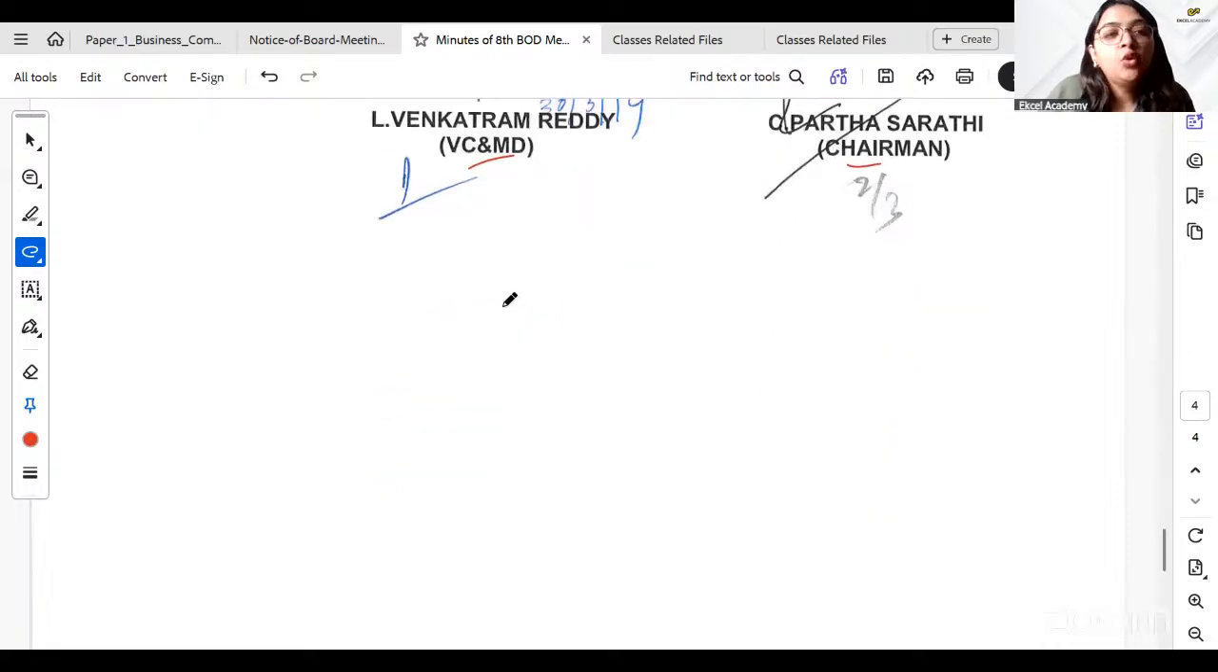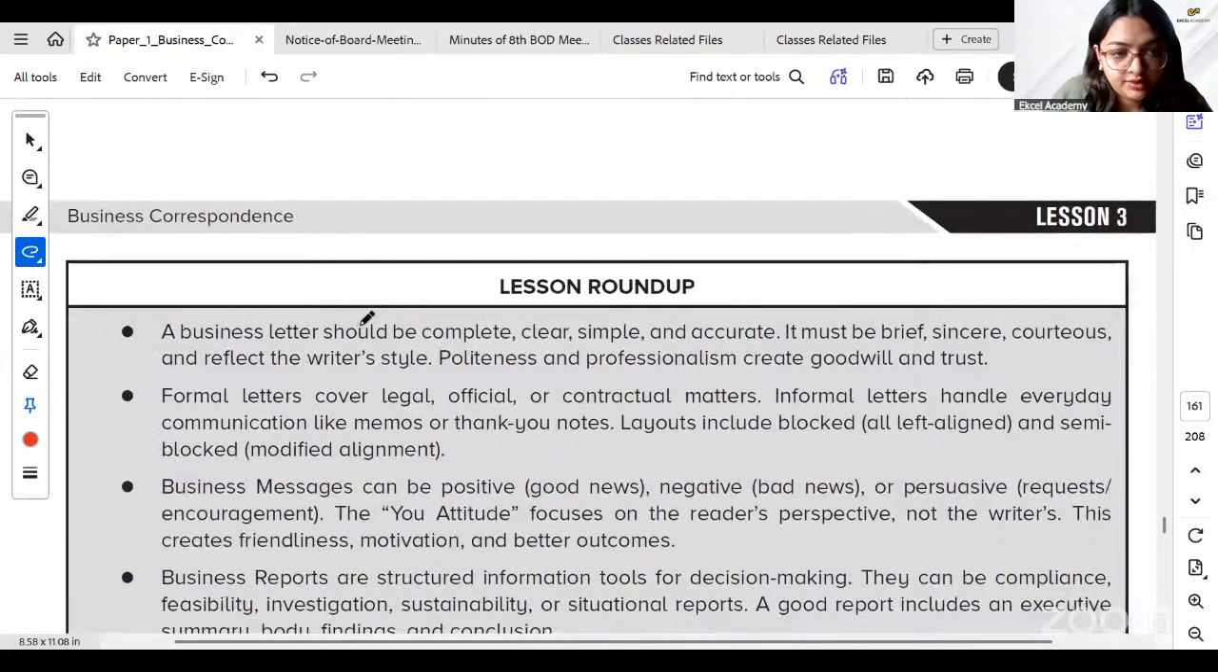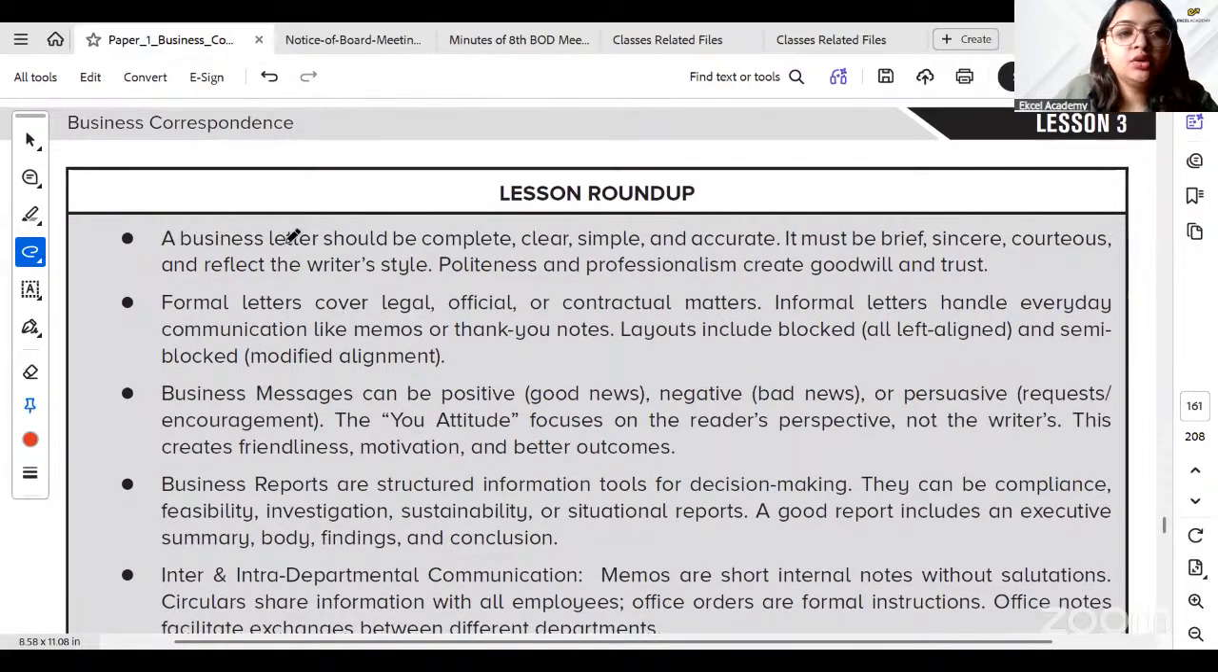All right. So I hope you are clear with the concept of your notice, agenda, minutes, and your action taken report. With this, we have come to the end of chapter 3, that is your business correspondence. Let us quickly go through the roundup to understand what we have discussed so far. We started off this chapter by understanding a business letter, wherein we saw different types of letters, different formats of letters, and how to write a letter. We also saw a sample letter that we had written down.